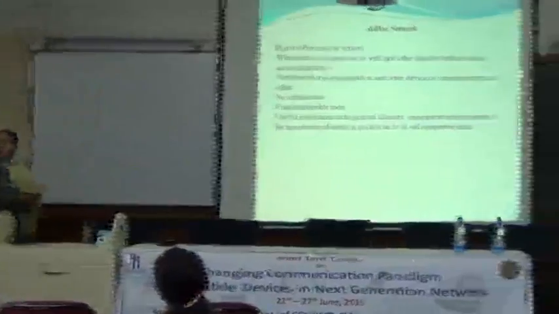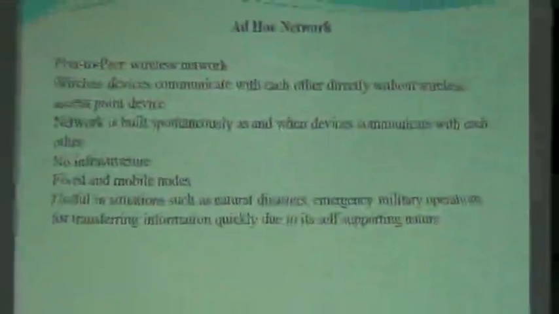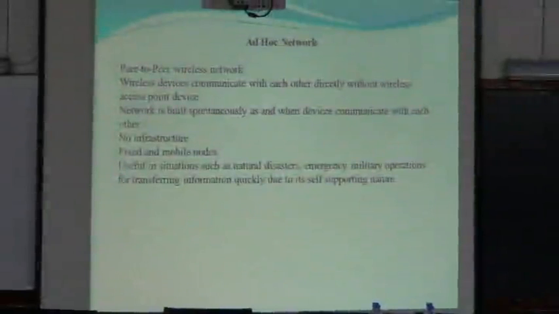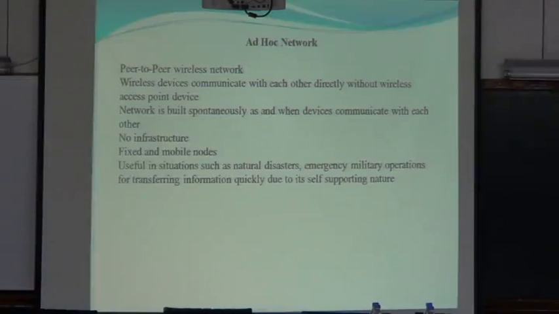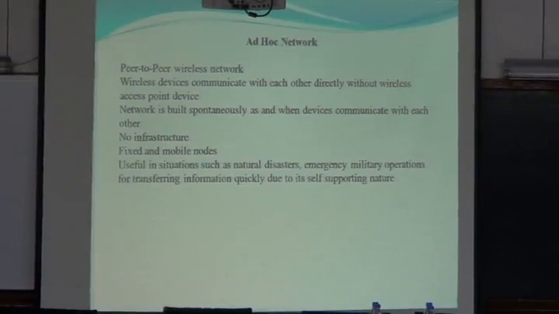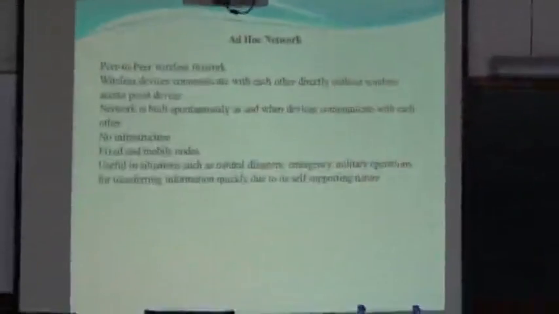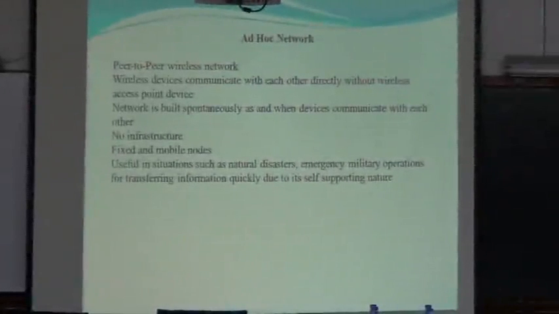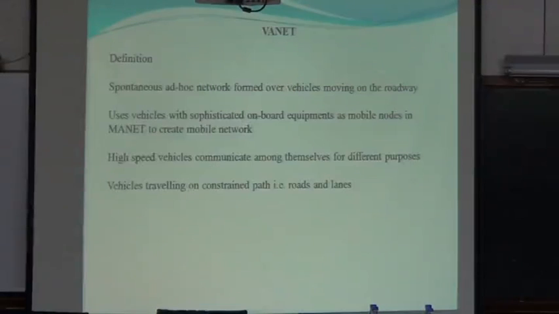It is formed spontaneously by static and mobile nodes as and when they want to communicate with each other. Now, such a network is very much useful in the situation of natural disaster to send emergency messages very quickly from one node to another node, from one location to another location. It is useful for communication among fishermen in deep sea. So these are the various important applications of ad hoc network.